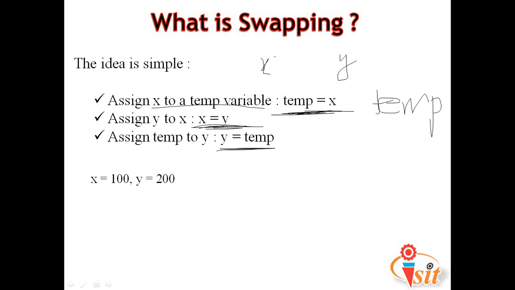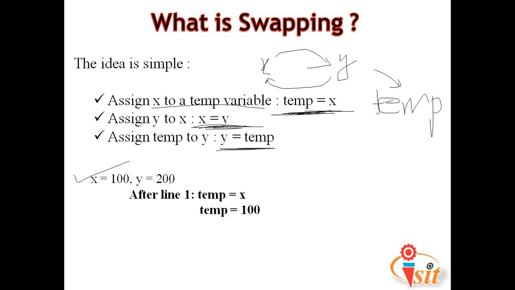So automatically the value of x will be stored inside y, and the value of y will be stored inside x by using the temp variable. Consider one simple example. We have x equal to 100, y equal to 200. Now we need to swap the two elements. The first step, we consider one temp variable and write temp equal to x. Right now the value of x is 100, so temp is going to be 100.